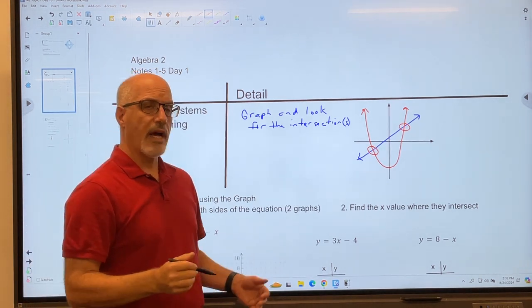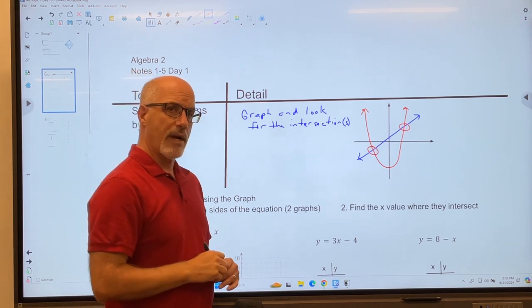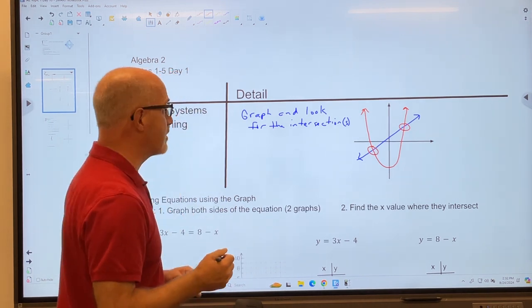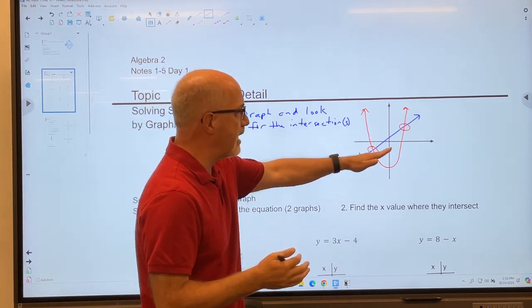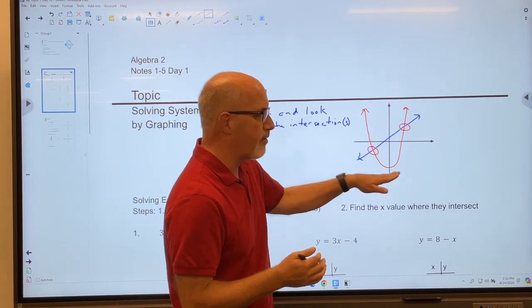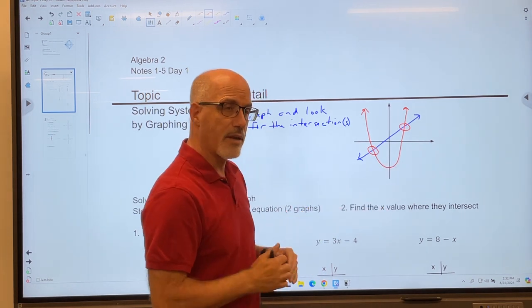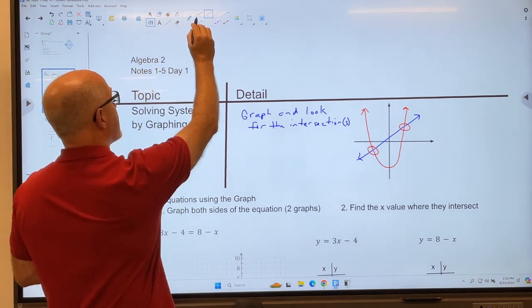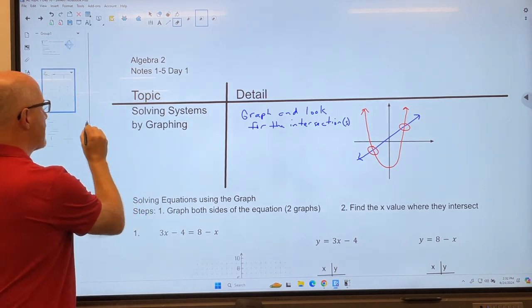If it were two lines, they would just intersect in a point. This would be an example of where a parabola and a line intersect in 2 points. Now it could be that they don't intersect at all. Let's say I took this line and went down here where it never intersected with it, then that would be no solution. So be aware that there are those possibilities. Okay, let's go ahead now and look at some examples.